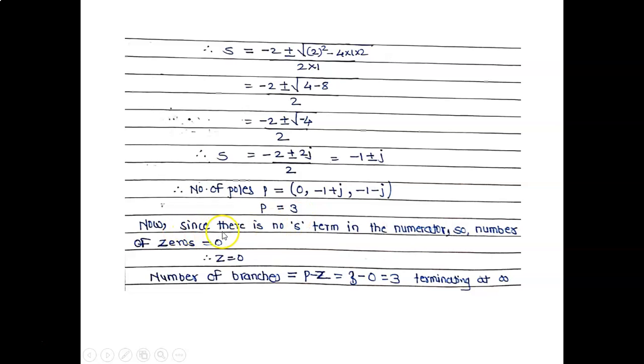Now, since there is no s term in the numerator, number of zeros is equal to 0, that is Z is equal to 0. Therefore, number of branches N is equal to P minus Z is equal to 3 minus 0 is equal to 3. All 3 branches are terminating at infinity.